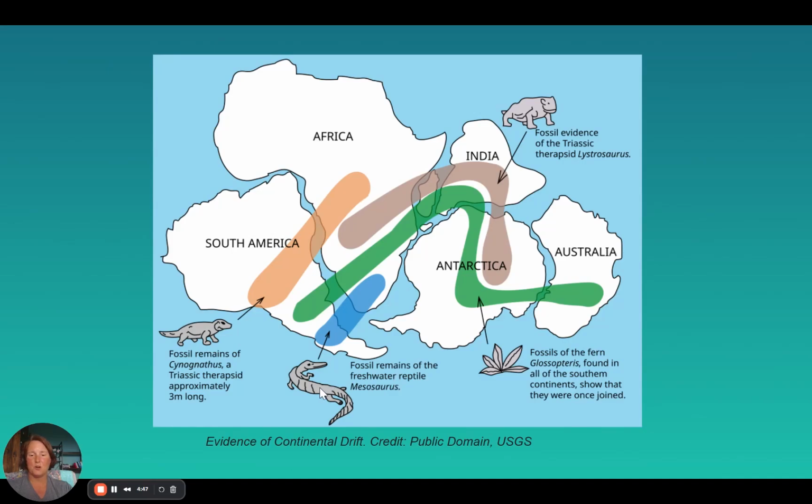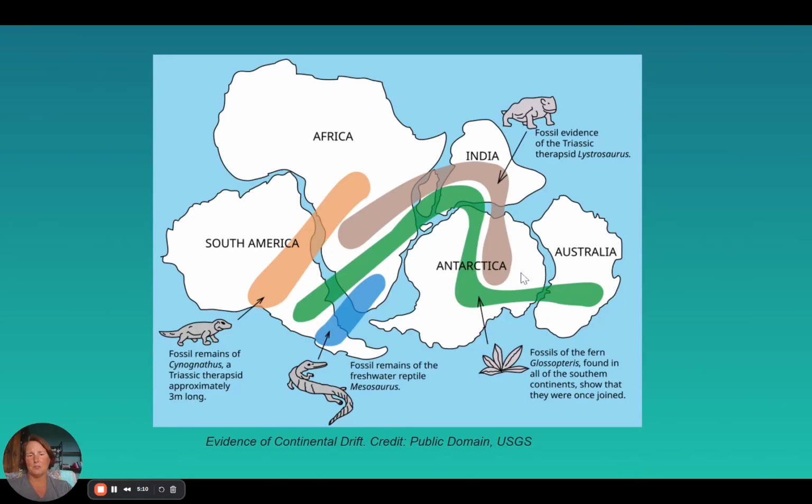So this is a freshwater Mesosaurus, and its fossils were also found in both South America and Africa. And then we have the Lystrosaurus. I always have a hard time saying that one. Lystrosaurus, whose fossils were found in India, Africa, Antarctica, quite a few places.